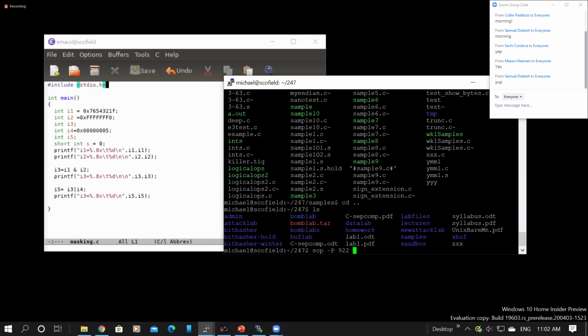And so I'm going to do a recursive copy of the directory samples, the local directory. And then I'm going to copy it to one of the lab machines. So it doesn't matter which one I pick. My login ID over there at Linux dash 06 or whatever.